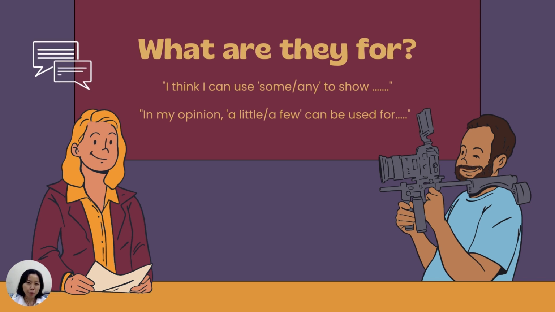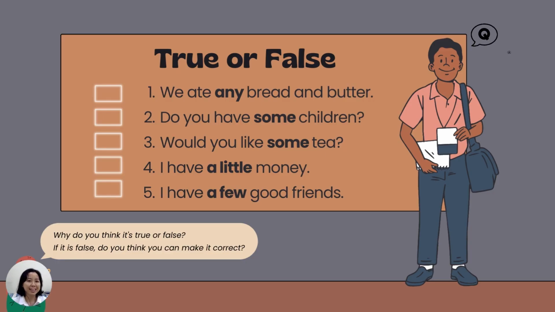Now let's move to another question for you. What are they for? Some, any, a little, and a few. What are they for, in your opinion? I want you to answer me with a sentence. I think I can use some or any to show blank, blank, blank. Or in my opinion, a little or a few can be used for blank, blank, blank.